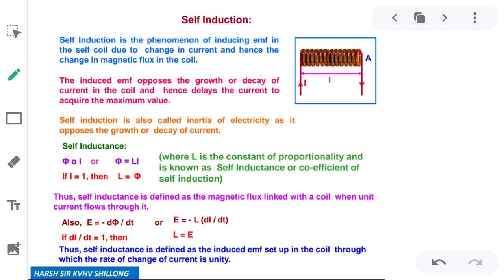That current is changing. Changing current also creates flux. That flux is also changing because the current is changing. So that flux change will be opposed by the back EMF. This property is known as self-inductance.